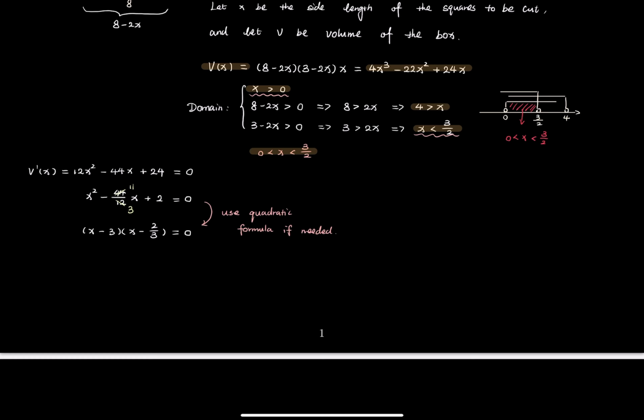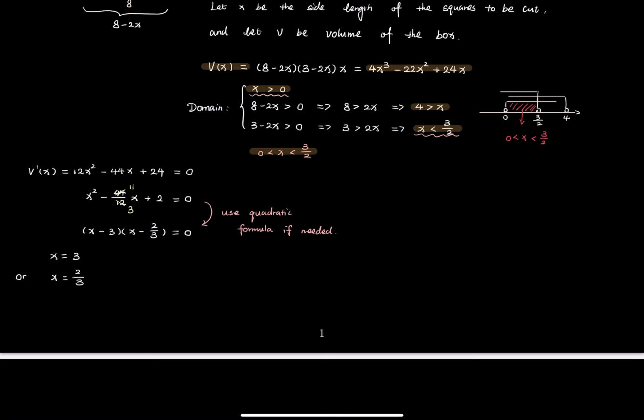Okay, now let's continue, and we can see that for v prime of x to be 0, I need x to be 3 or x to be 2 over 3. So x is 3, or x equals 2 over 3. However, we know that the domain is here. This is my domain. 3 is not in my domain, right? Which means we need to discard it.